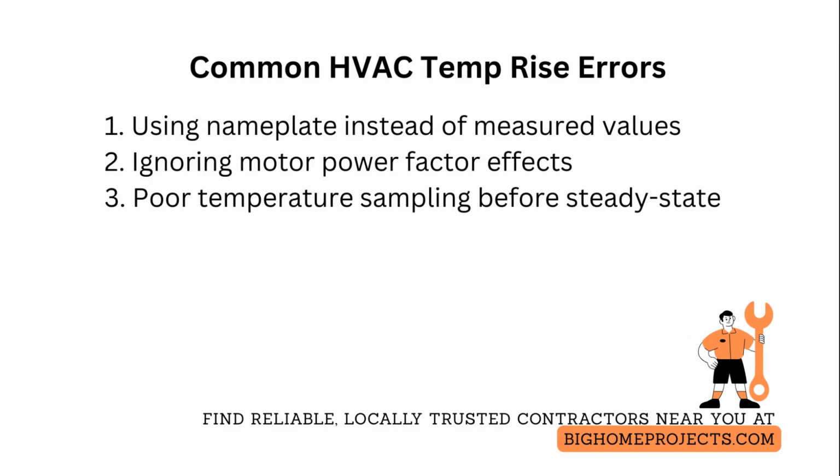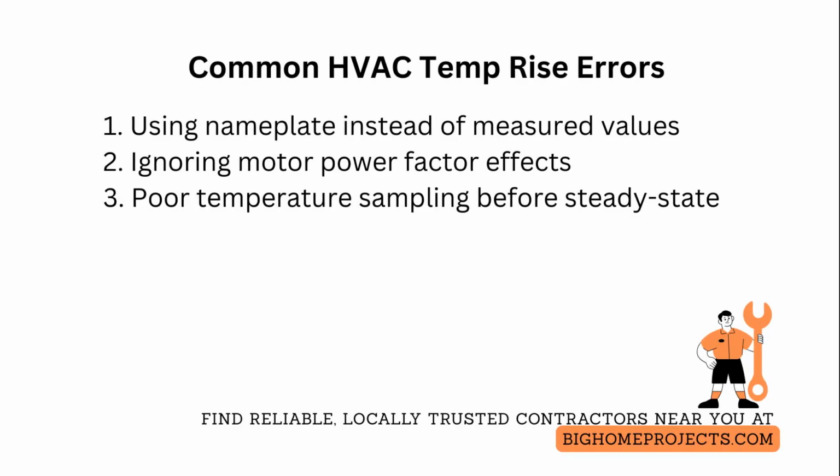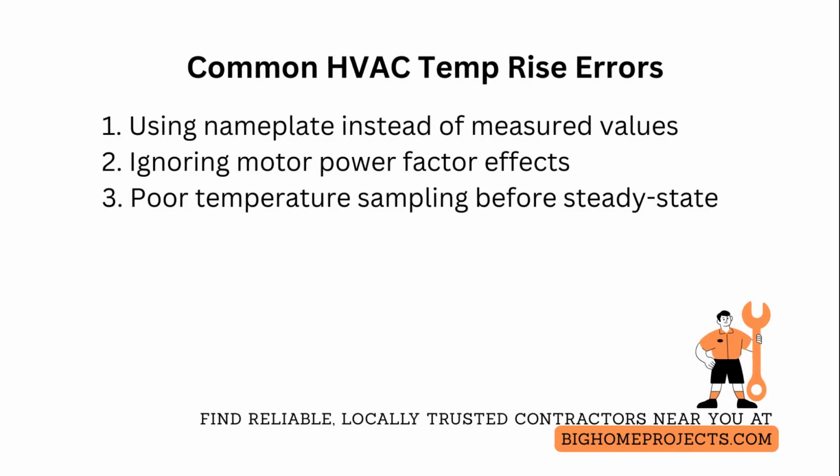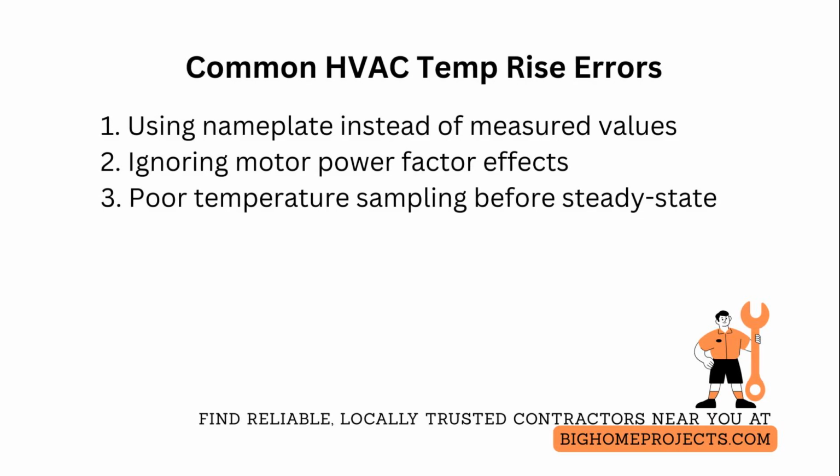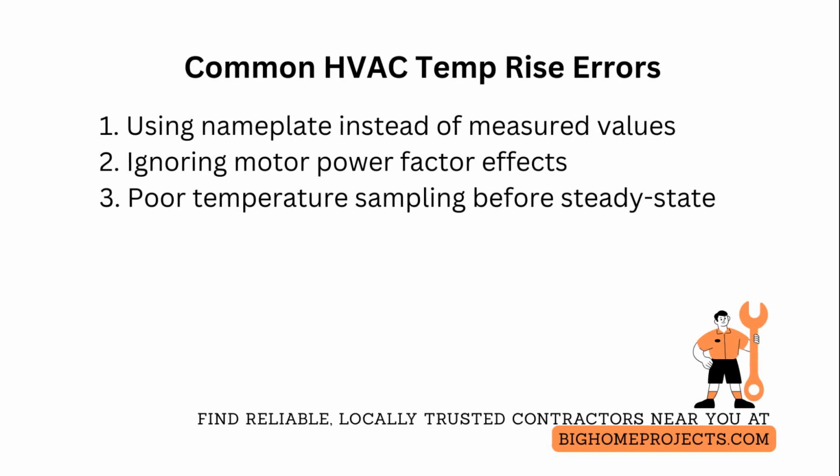One of the most common mistakes is using nameplate voltage and amperage instead of measured values, which yields inaccurate heater wattage and then wrong airflow CFM. Fix this by measuring actual volts with a reliable meter and measuring current with a true root mean square clamp meter while the system is running steady.